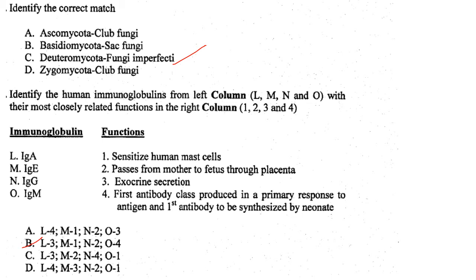Then IgG. IgG passes from mother to fetus through placenta. And IgM is the first antibody class produced in a primary response to antigen and the first antibody to be synthesized by neonate. So that is IgM. So answer is option B.